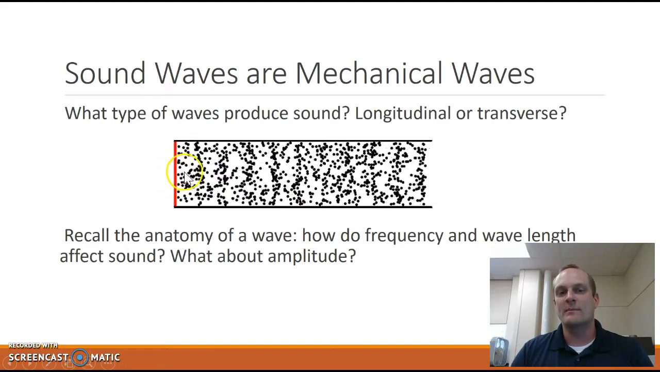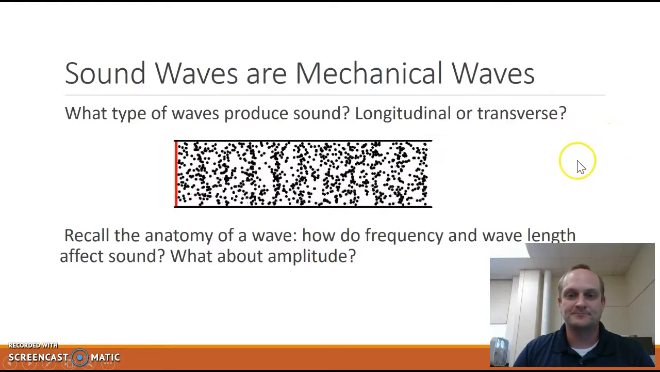As it does that, when it bounces in, it pushes together all these little air molecules. Those air molecules then hit the air molecules next to them, which hit the air molecules next to them, on and on they go. So what we're getting here is areas of high compression followed by areas of low compression. High, low, high, low, high, low. And that's our definition of a longitudinal wave.